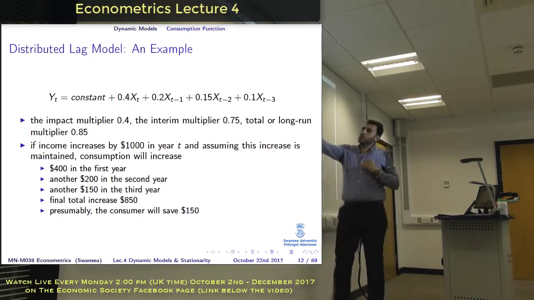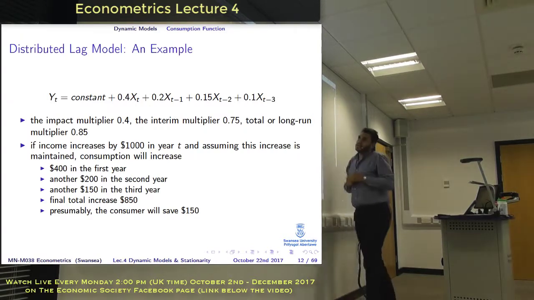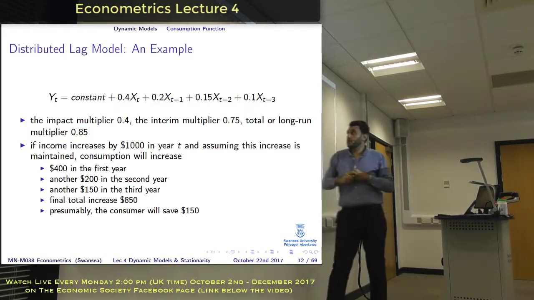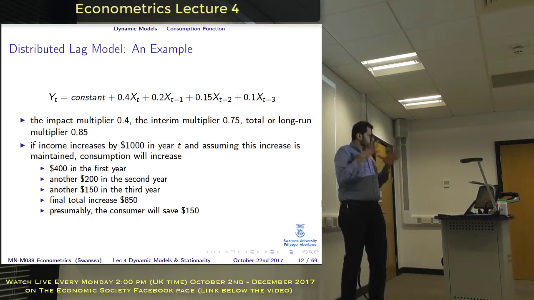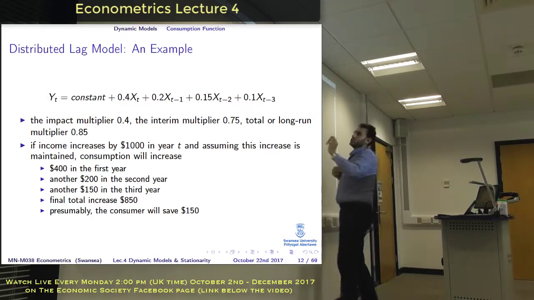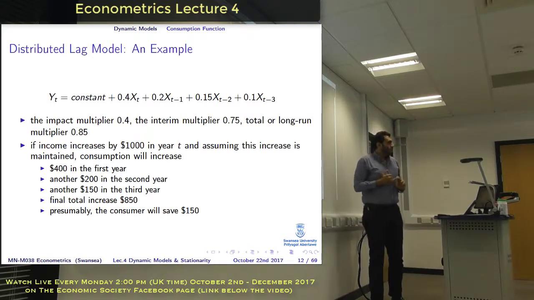As I said, the first one, which is the coefficient associated with the current income, income in time t, is 0.4, and this is called the impact multiplier. And the interim multiplier, which is the intermediate impact we explained, is actually 0.75. So where does this 0.75 come from?